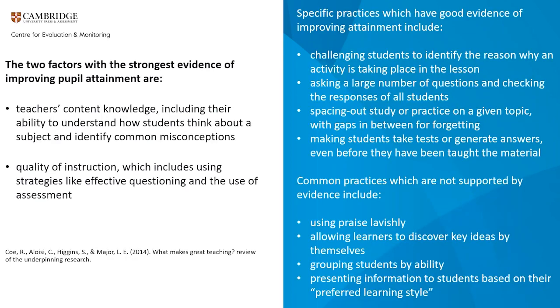And I'm just going to pick out the key messages and then have a very quick think about what you could do in your school setting to implement the advice it gives. So there are 2 factors it starts off with in the executive summary, which provide the strongest evidence of improving pupil attainment: teachers' content knowledge. That's teachers knowing the subjects they're teaching.